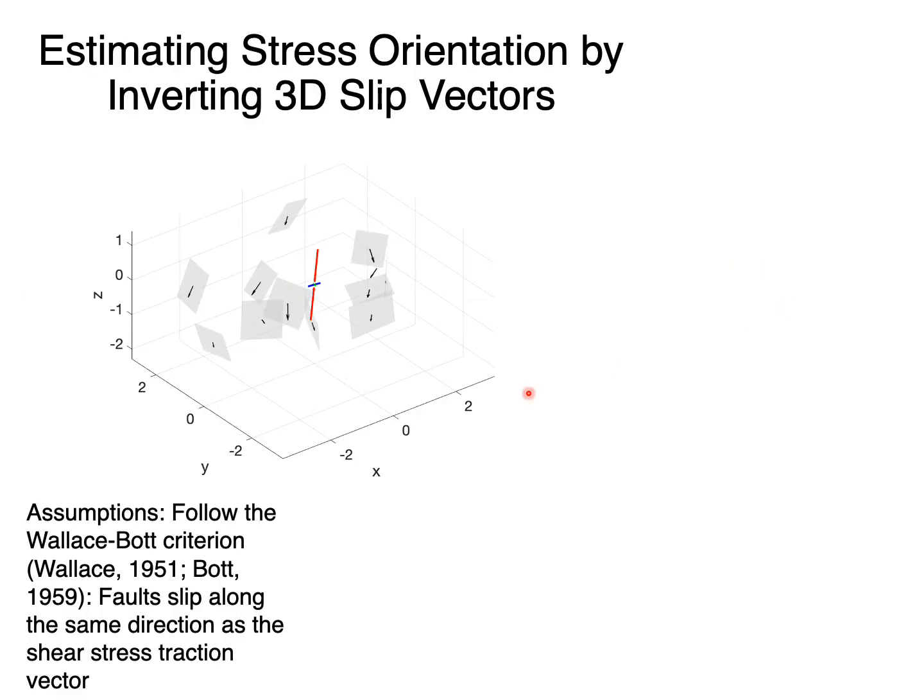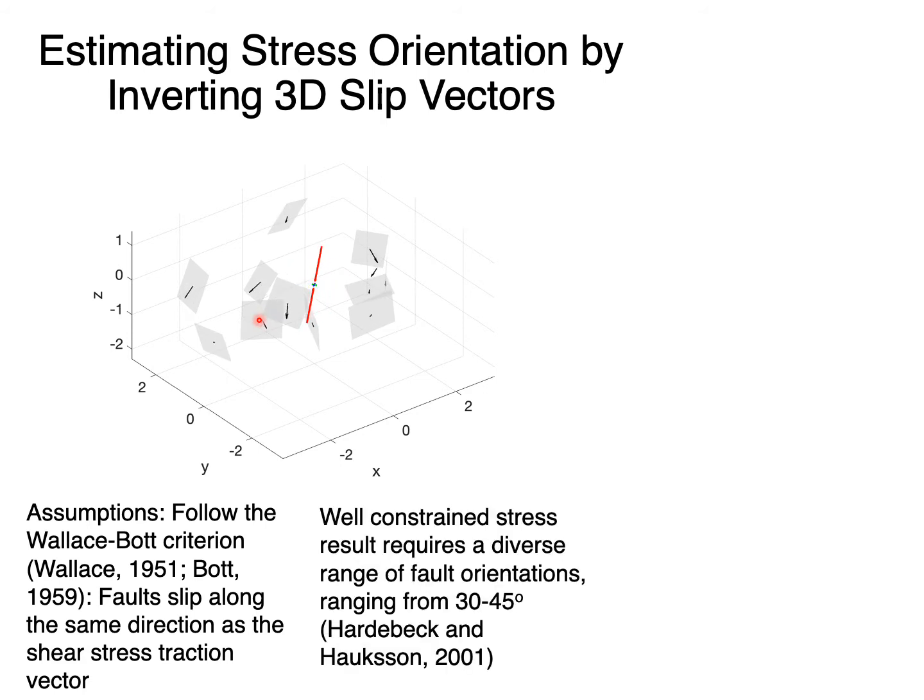Okay, so once we have those slip vectors measured from the 3D displacement data, we can then try and estimate the stress regime following this assumption that the slip vector is parallel to the shear stress traction vector. So this is an illustration here showing how different stress regimes, if you rotate the stress tensor, can produce a range of different slip vectors on faults with different orientations. And so the idea here is essentially if we can measure slip vectors with different orientations, you can then use them to reconstruct the 3D stress tensor.